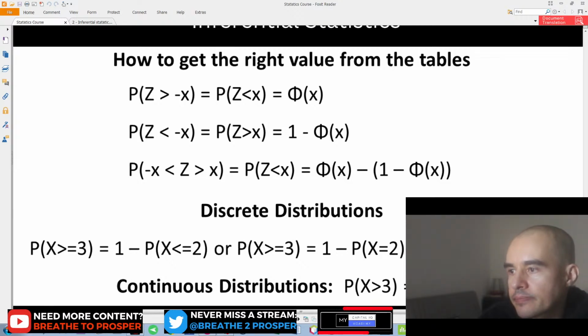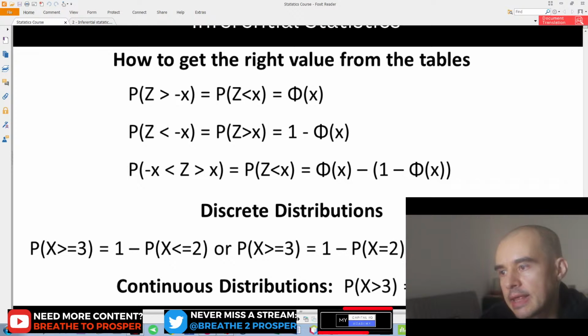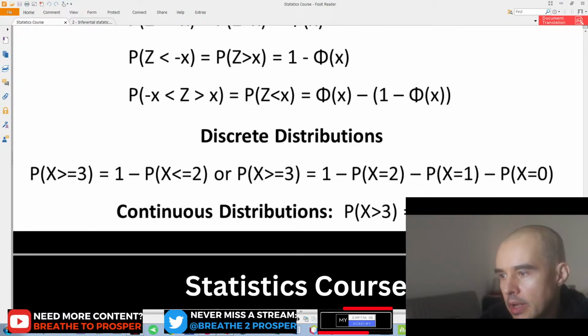You have z less than minus x, so now you need to shift it, so it's greater than x, so it's equal to 1 minus the cumulative distribution function. And this one is a kind of a compendium of both. So you have greater than or less than, so just plug in these ones, one minus the previous one, and you get the value, okay?